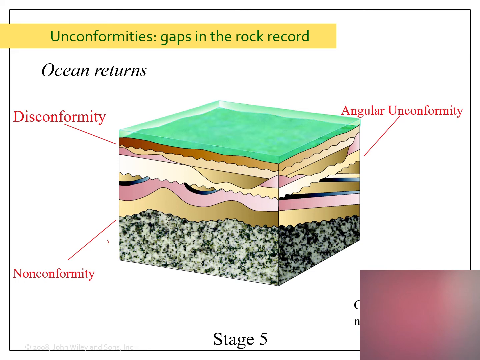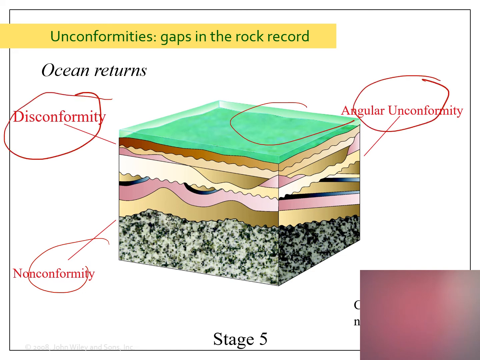So a nonconformity, an angular unconformity. Whoops, I know you're all tired of me saying this, but angular unconformity and disconformity. And that's just the cycle of rocks on Earth. Ocean level rising, ocean level falling.